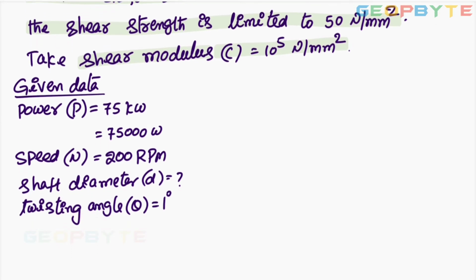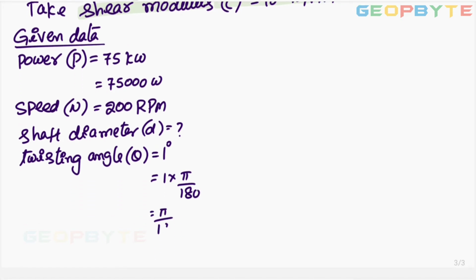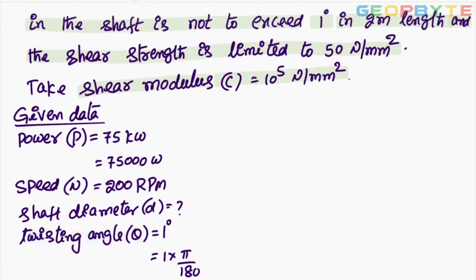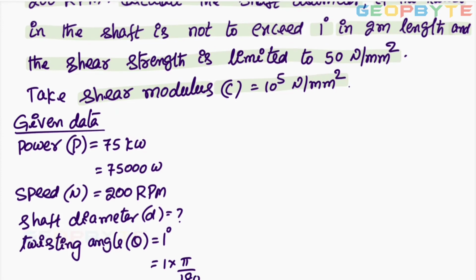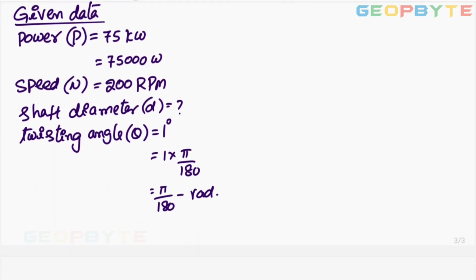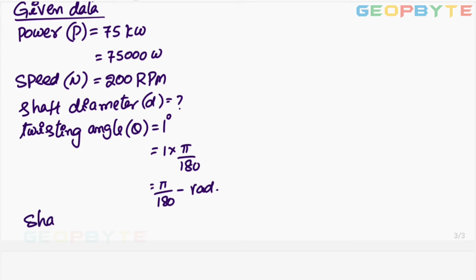For getting it in radians, what should be done? 1 into pi by 180. Simply it is pi by 180 in radians. It is always in radians form. And the length of the shaft is given as 2 meters. Shaft length L equal to 2 meters, that is equal to 2000 mm.